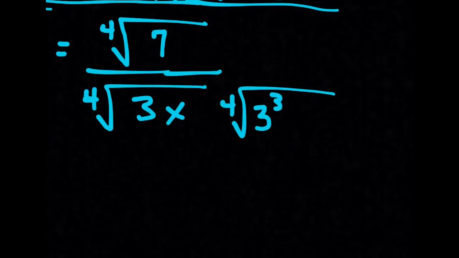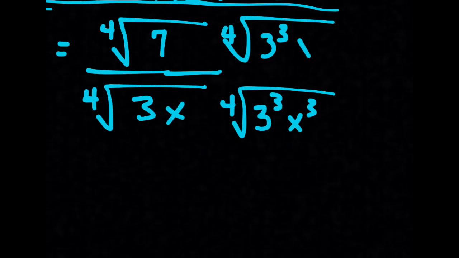Right. Then what else? I have 1 x, so I need 3 x's. And you do the same thing on top. Right. So whatever I do on the bottom, I must also do on the top.